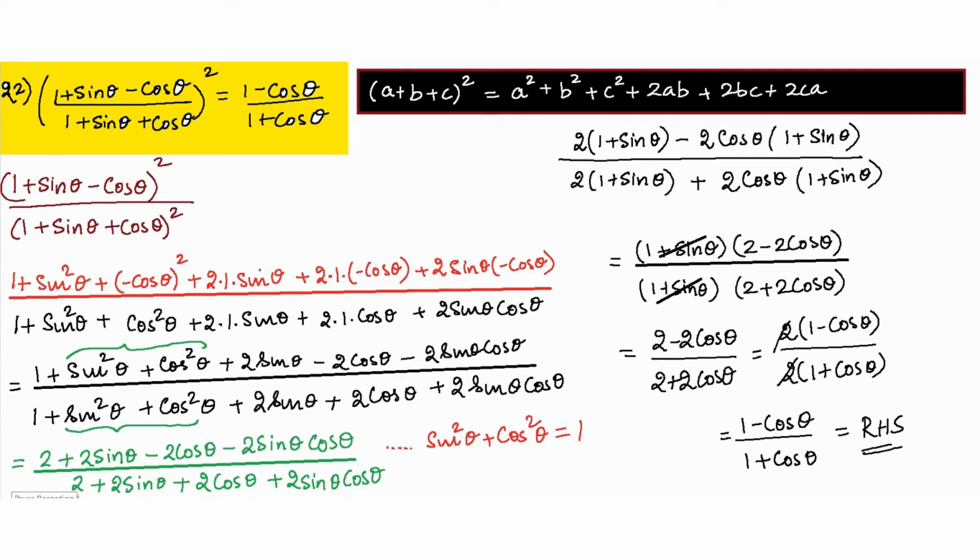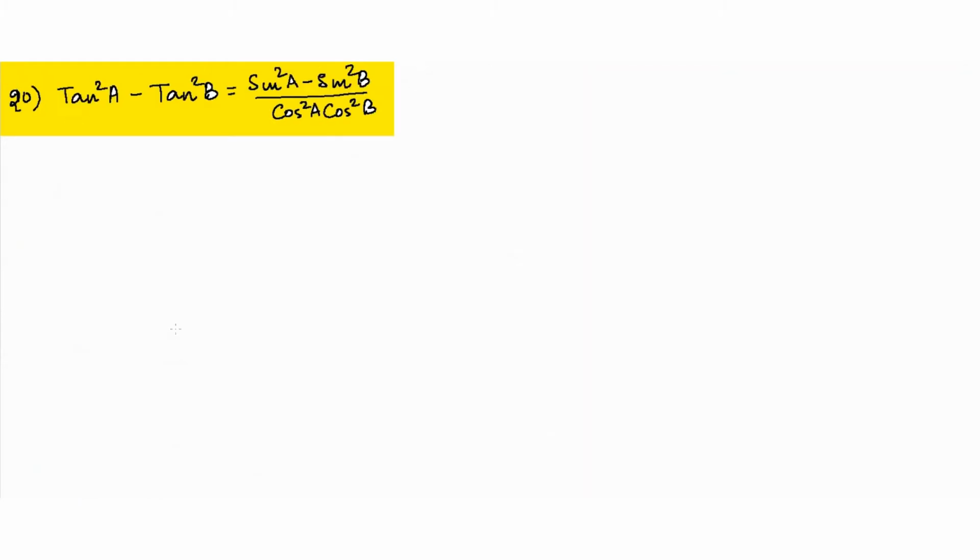Okay, let us continue with the next question now. In this particular question, my left hand side is tan square A minus tan square B. Again, I notice that there are two different angles A and B. And my right hand side is completely in terms of sine and cos terms of both the angles. So what I'm going to do is first take my LHS, and because the RHS contains only sine and cos terms, I'm going to convert tan square A minus tan square B into sine and cos terms.